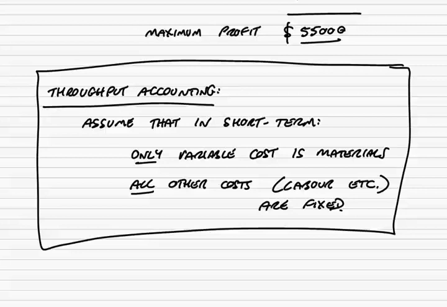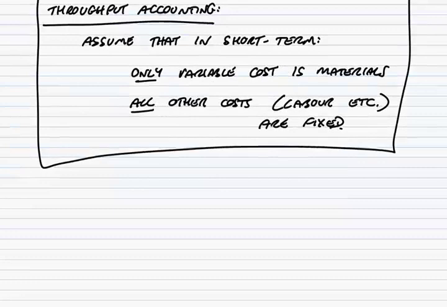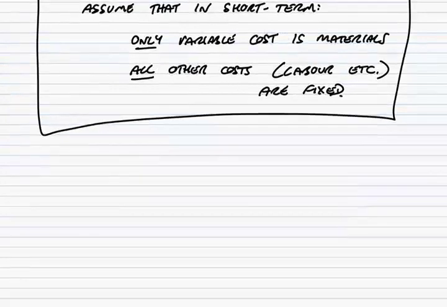And again, we're going to decide on the optimum production plan and the maximum profit. But this time, we're going to make the throughput assumption. So we'll take exactly the same approach as before. But remember, the only variable cost is materials. So let's do it. What did we do before? The first thing we looked at is the contribution per unit.